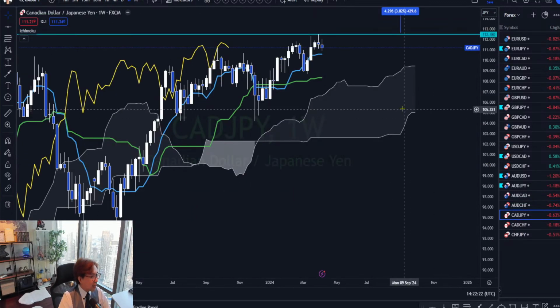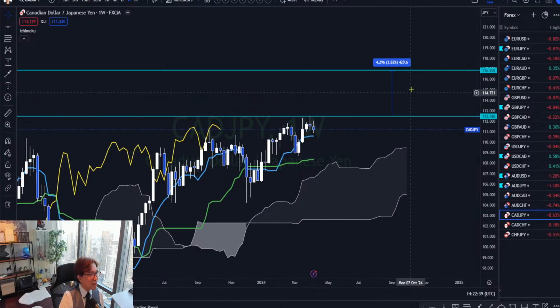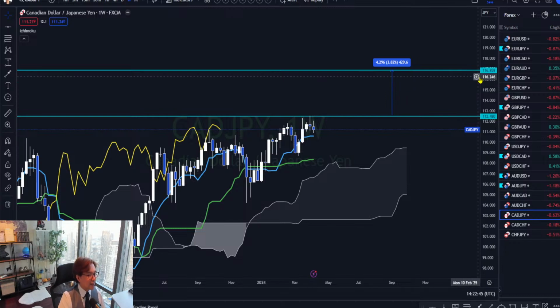And CAD JPY has been bullish also as it's above the Tenkan Sen. So the best option I think in this case is to wait for the break of 112.48. And once it does, this pair will be the best because the target is 429 pips above, which is 116.85. So it really has a big room to trade.